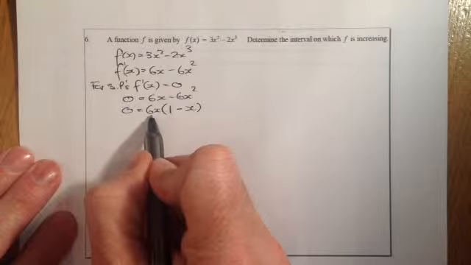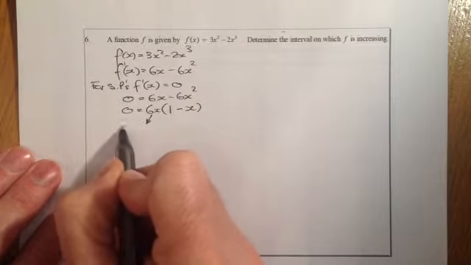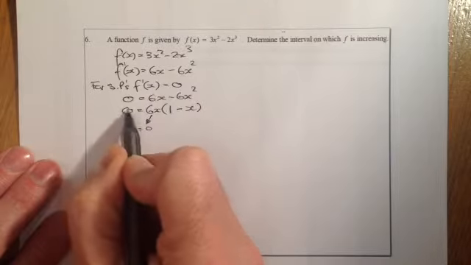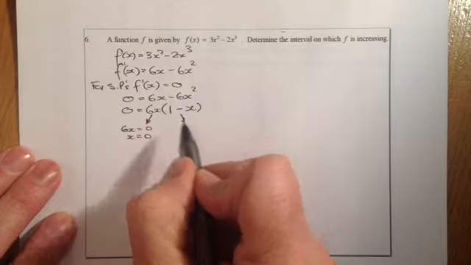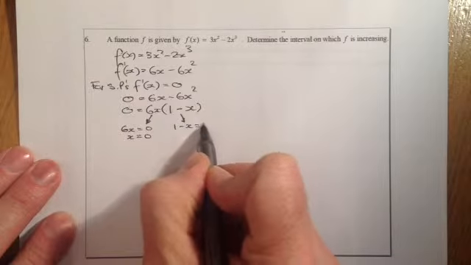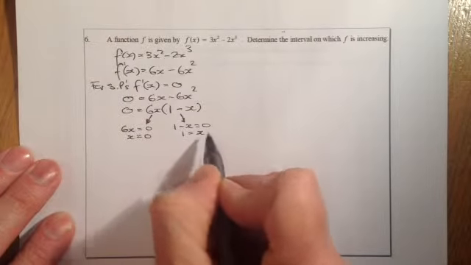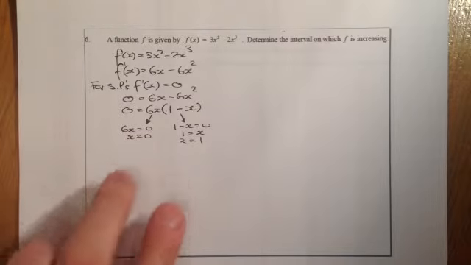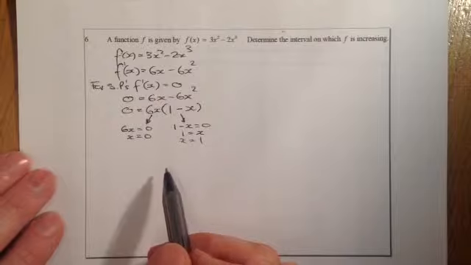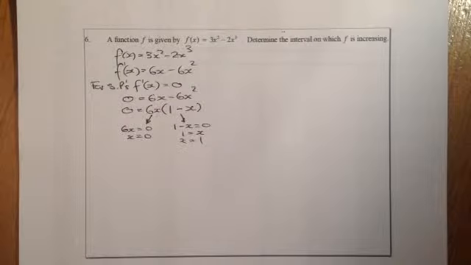Right, from there, I can see that I've got 6x equals 0, so x is equal to 0. From here, I've got 1 minus x equals 0, so 1 equals x, or x equals 1. Okay, so there are my two values that I'm going to use. First of all, I don't really need to work out the y coordinates at all. All I need to do is to work out my nature table, and that will tell me where the curve is increasing or where it's decreasing.